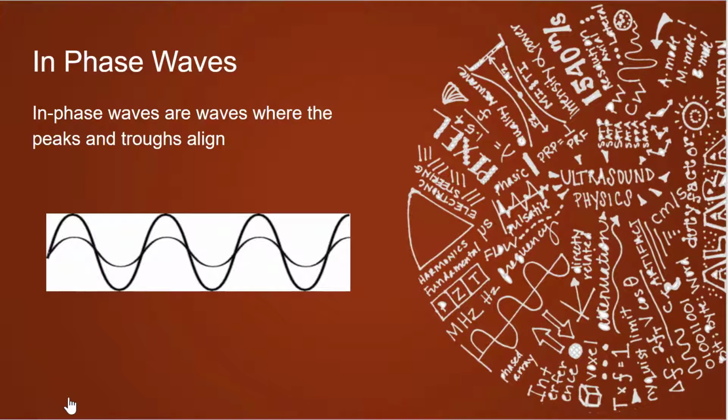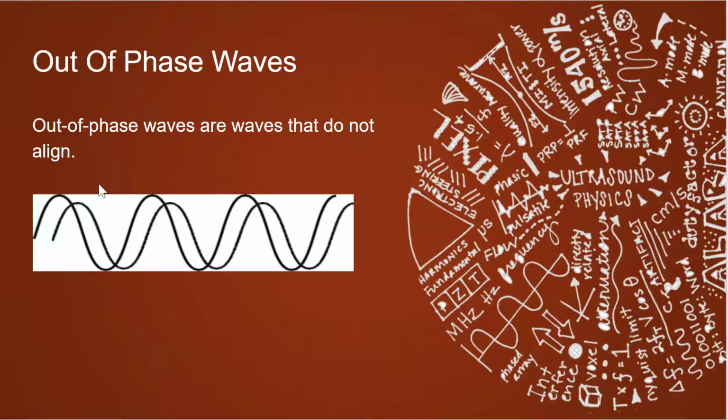Now, something special about waves: when they interact with one another, they're going to do something. So we have in-phase waves and we have out-of-phase waves. In-phase waves tell us that whenever the peaks and the compressions match up exactly, or the rarefactions and the troughs match up exactly, we have waves that are in phase. So the peaks and the troughs need to align exactly. That gives us an in-phase wave.